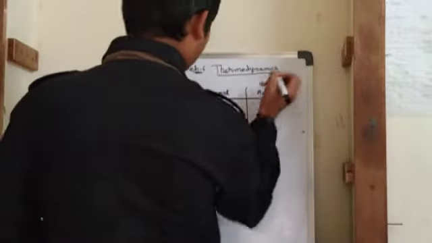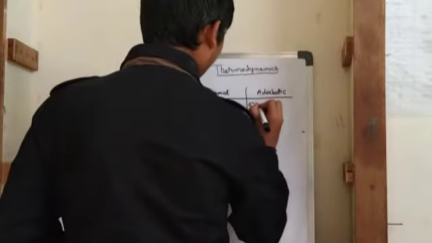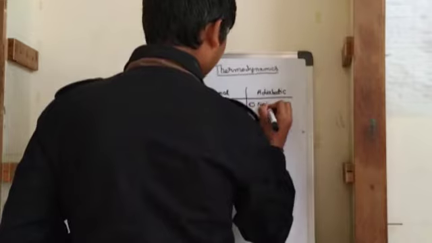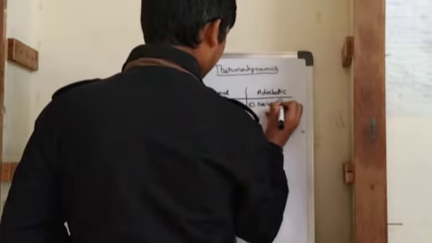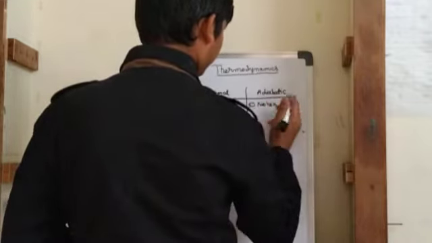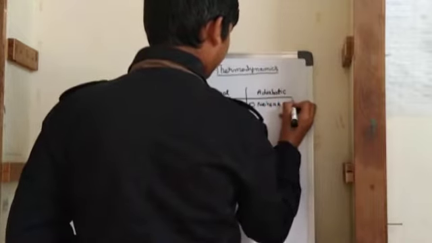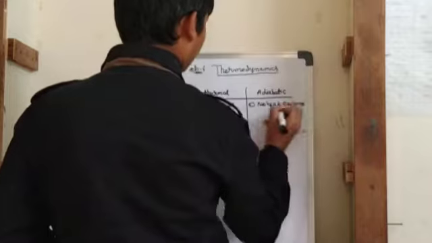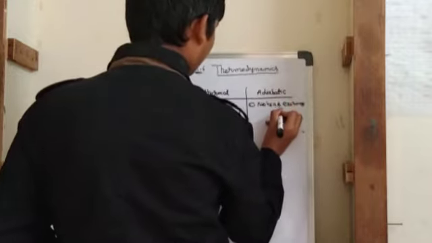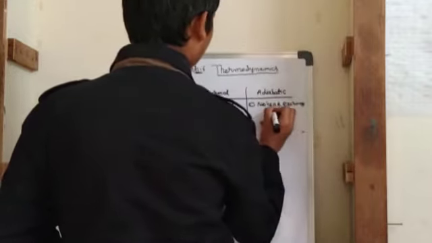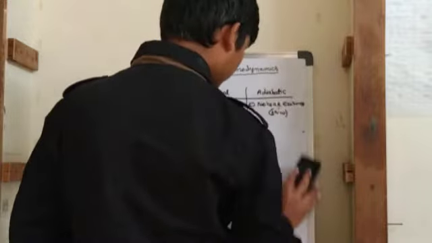Lastly, I talk about adiabatic. Here no exchange of heat occurs. No heat exchange. So we will write delta Q equals 0. You can write small or big, there is no problem in that.